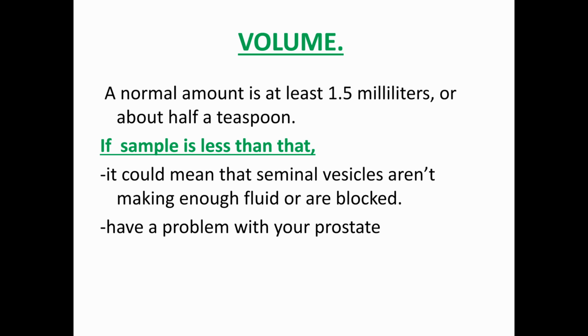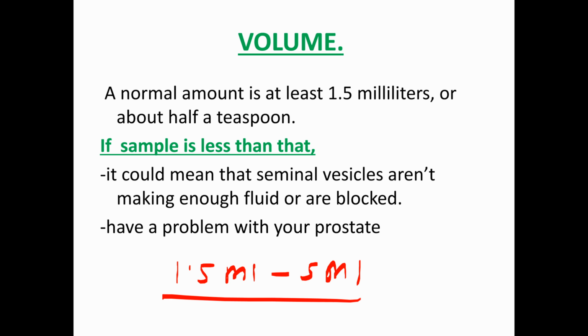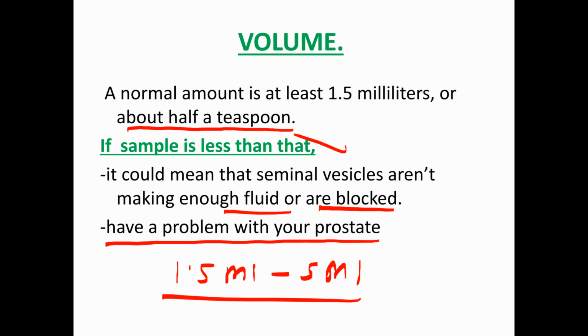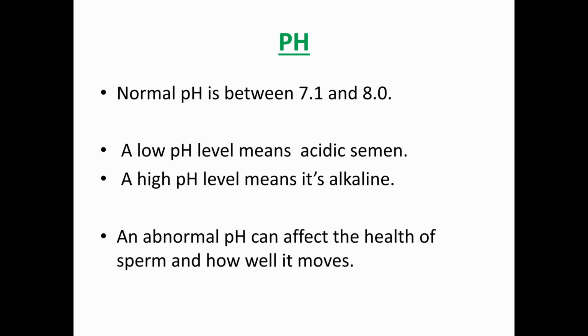Now come to the volume. What is the ideal volume? The ideal volume is 1.5 ml to 5 ml. On a rough estimation, it is generally about half of a normal teaspoon. Okay, so if the sample is less than 1.5 ml, what does it indicate? It indicates there is a blockage in either the seminal vesicles or the prostate, because most of the bulk of semen comes from the seminal vesicles and the prostate. Now, how to measure the volume of semen? By pipette.